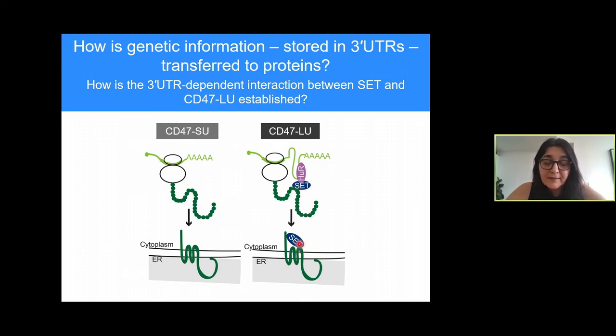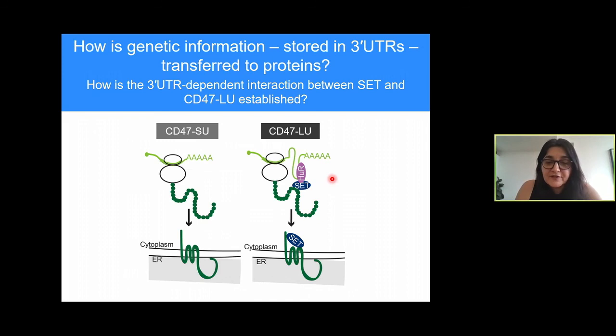At the time, we already knew that QR is really important for this, but we hypothesized that there is a second RNA binding protein that is involved in SET transfer. The reason for this was because when we have the long 3'UTR of CD47, we always get very nice SET binding to CD47. However, if we replace the long 3'UTR with a very good QR binding site, we only got a little bit of SET binding, but not as much. And therefore, we thought there might be a second RNA binding protein that cooperates with QR in SET transfer. And we set out to identify this.